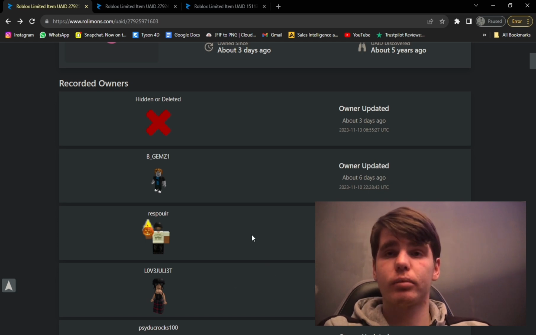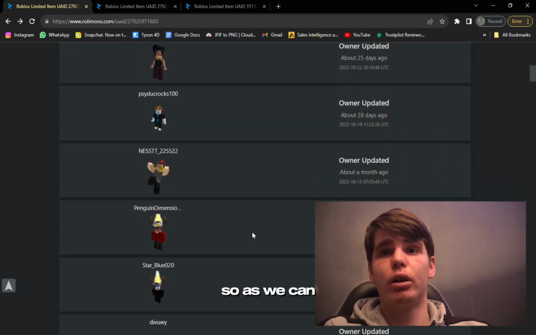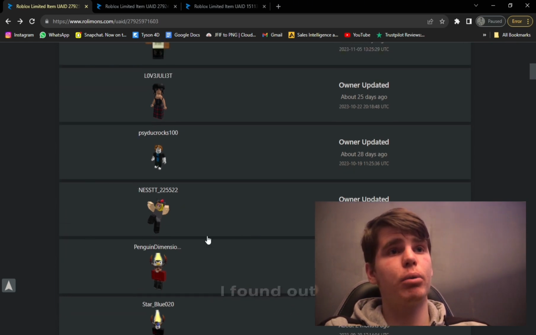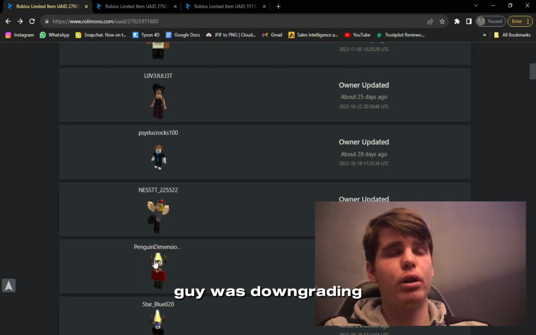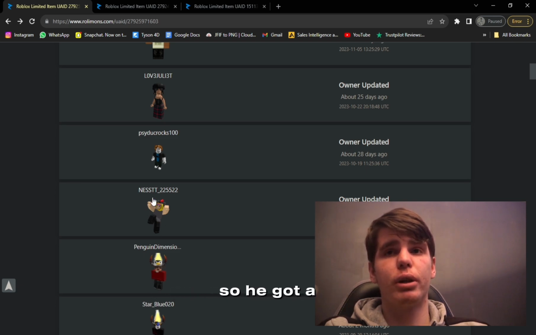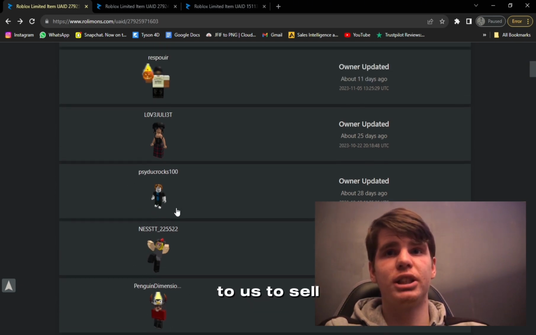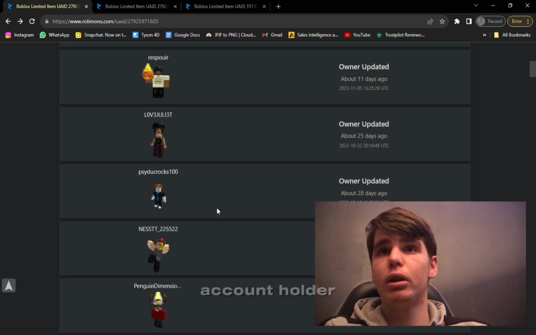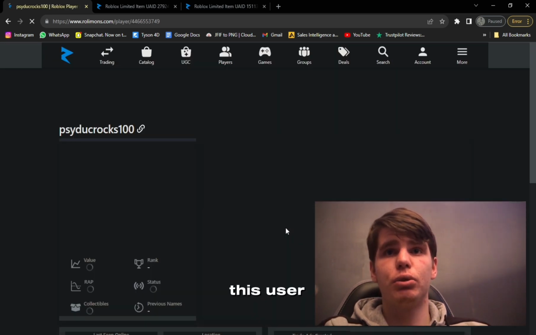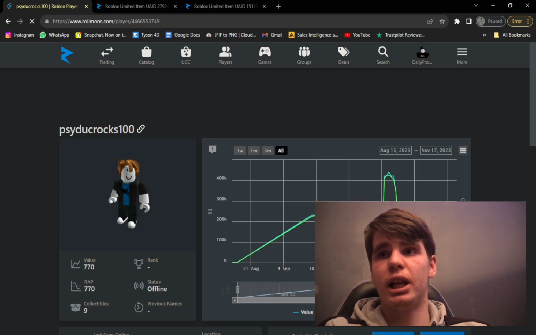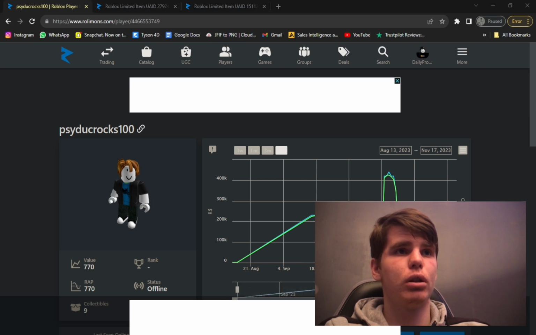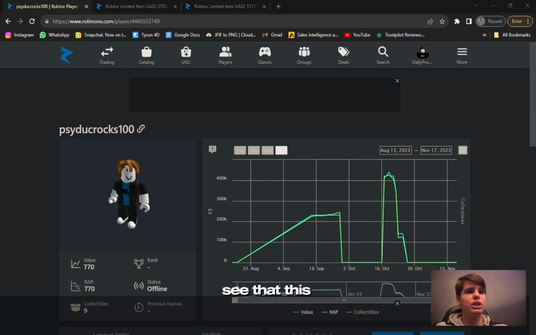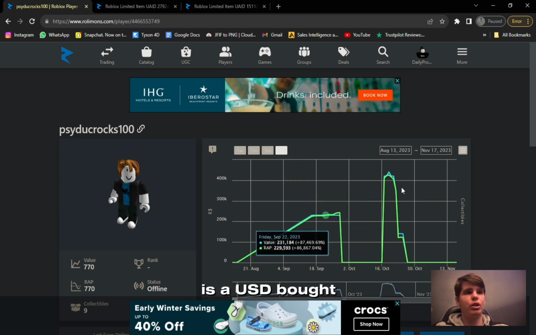Now, here's what happened here, okay? So, as we can see here, I found out the other day that this was the trader who got it legitimately. He did a trade with this guy. I think this guy was downgrading his playful vampire, so he got a good upgrade for it and then decided to USD sell it to his holder. This is an account holder. Now, we can definitely tell that this user USD bought it because it shot right up. You can see that's definitely... Oh, you can't see the thing, can you? Yeah, you can definitely see that this is USD bought.